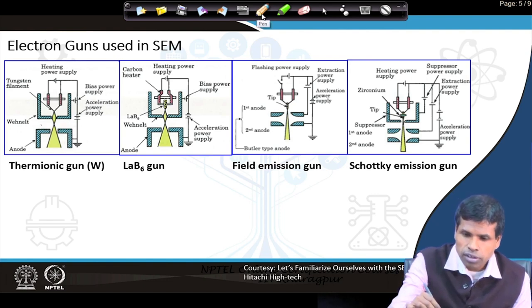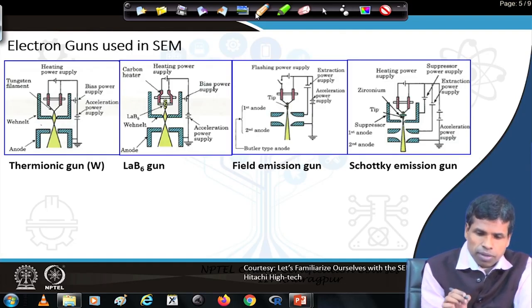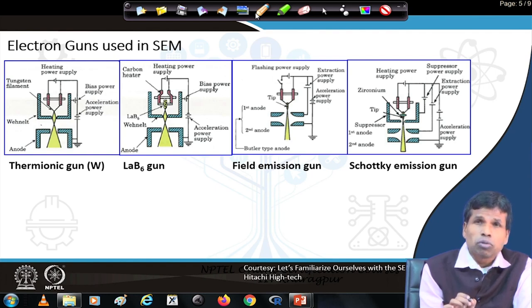In the thermionic gun, there is a filament at the top. That filament is a tungsten filament. As the name thermionic gun suggests, the tungsten filament is heated to a high temperature, around 2000 to 2700 Kelvin. When sufficient energy is given by the temperature, electrons will overcome the work function of the tungsten metal, that is, the gap between the Fermi level and vacuum level, and then electrons will be emitted.